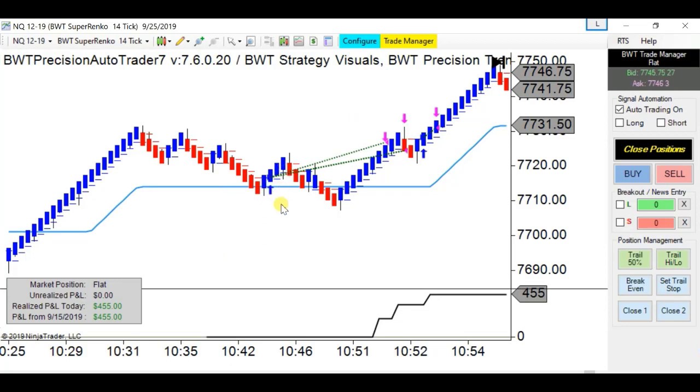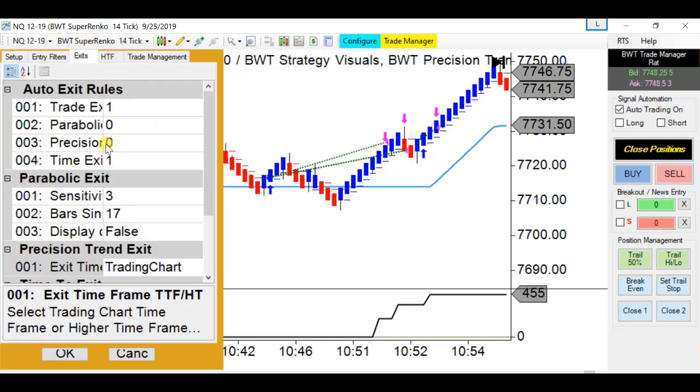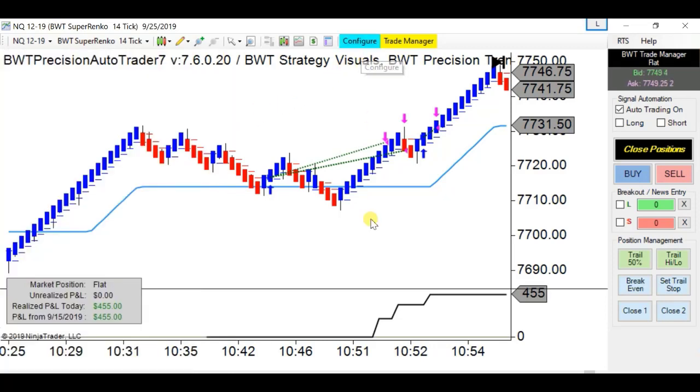So went long, short of the first target, price retraced. Now I have exit. Precision trend exit is 0, which means it is not activated. So even though the bars turned bearish, I stayed in the trade. I have a hard stop of 40 ticks. So first target, I was at 40 ticks and I got it, but then after 36 ticks, the trailing stop got activated and I was taken out over here on a trailing stop.